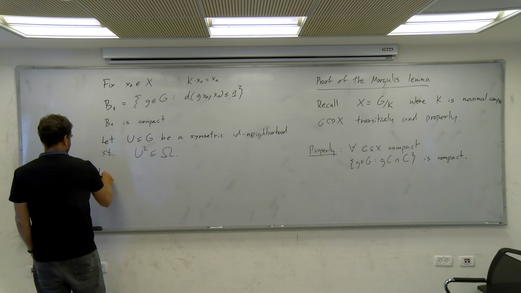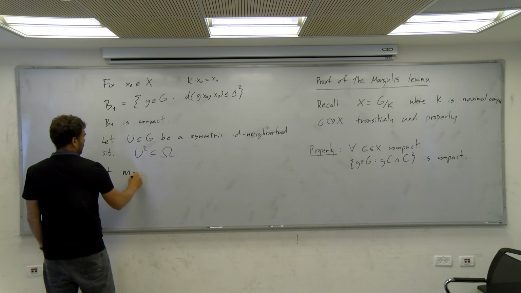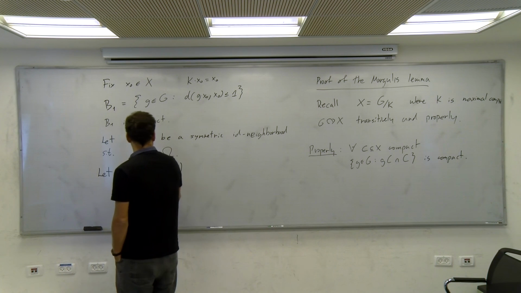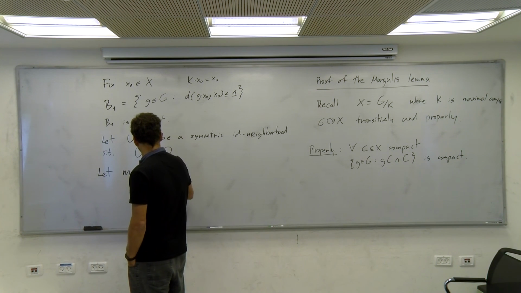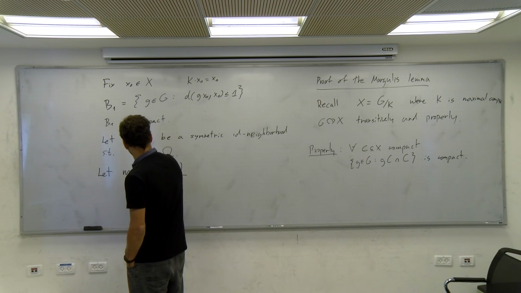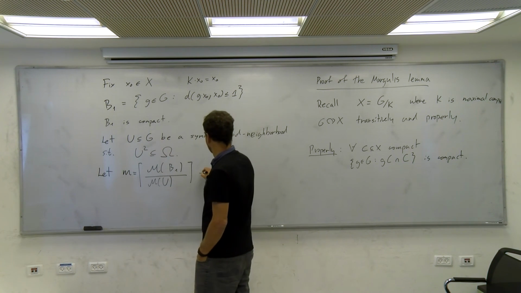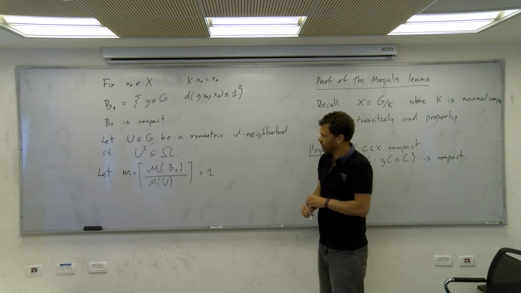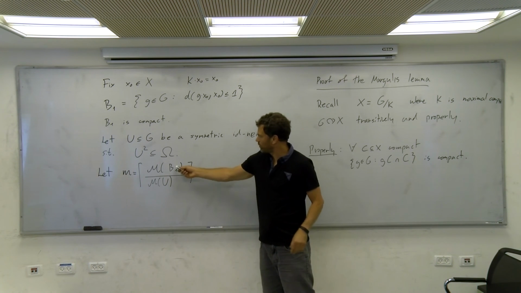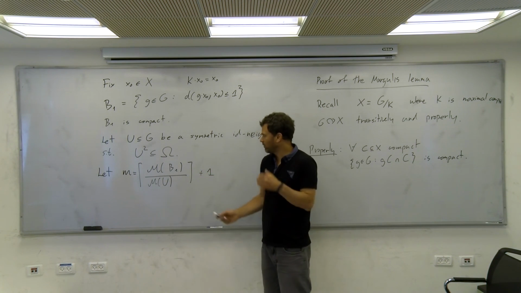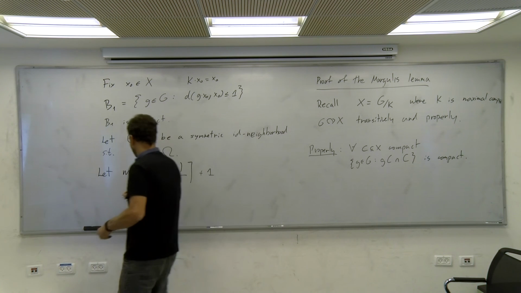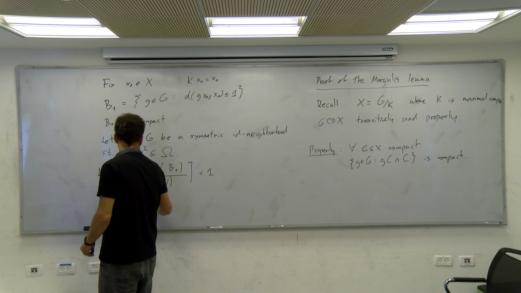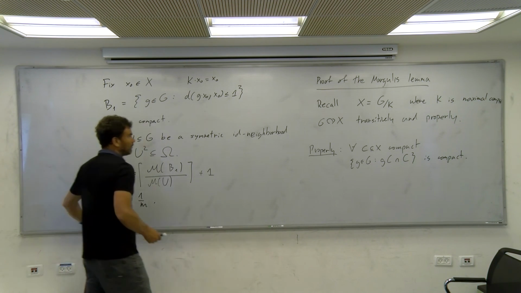So let M be the Haar measure of B1 divided by the Haar measure of U, and let's take it plus one. Probably this is enough. So this is some integer. So this is a compact set, this is an open set. And let epsilon be 1 over n. So these will be the two constants in the Margulis lemma.